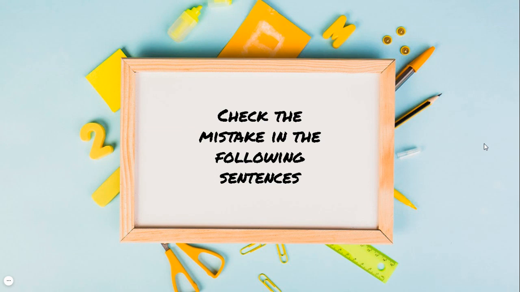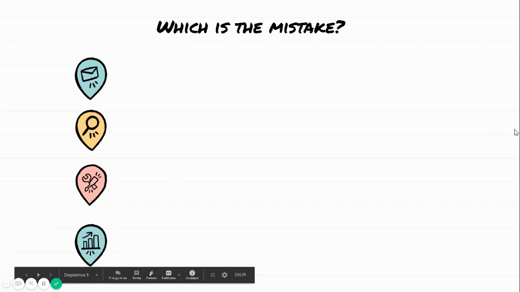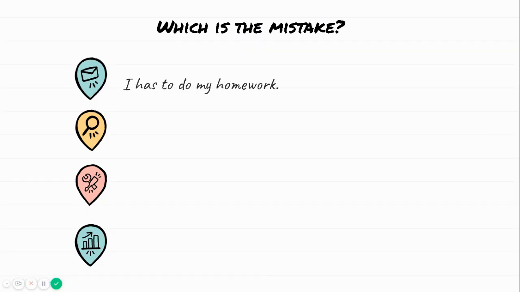So let's check the mistake in the following sentences. Let's see if you can identify it. Which is the mistake? I has to do my homework. Is that correct? Hmm. No, it's not. We would say, I have to do my homework, because we're using I in this case. Only change have for has when we use she, he, and it.